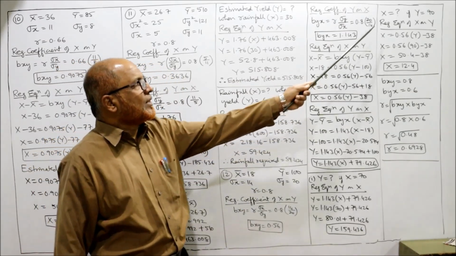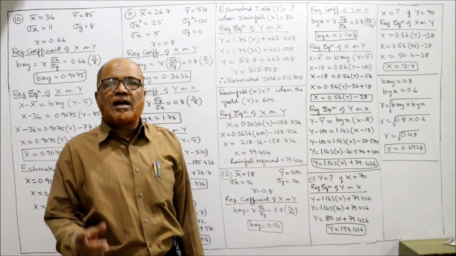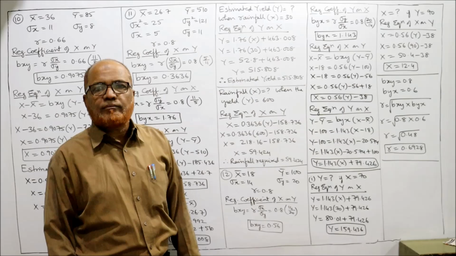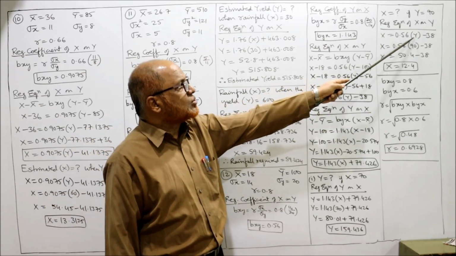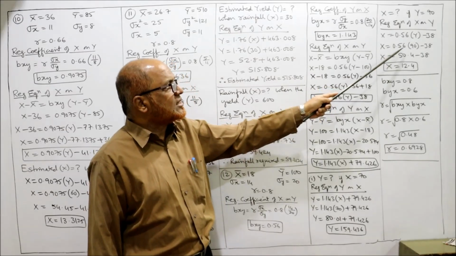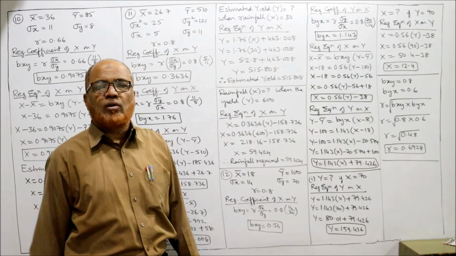Now the last bit is X is equal to how much if Y is equal to 90. अगर Y 90 है तो X कितना होगा? तो regression equation X on Y. X is equal to 0.56 Y minus 38. 0.56 into 90 minus 38. 12.4. X value we got.